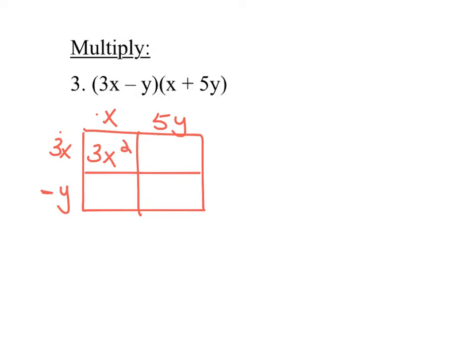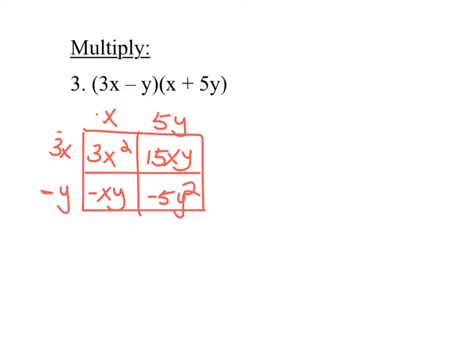Okay, and then the second ones you're going to multiply are these two, 3x and 5y. So 3x and 5y get you 15xy, and then you'll get a negative xy here, and a negative 5y squared there.